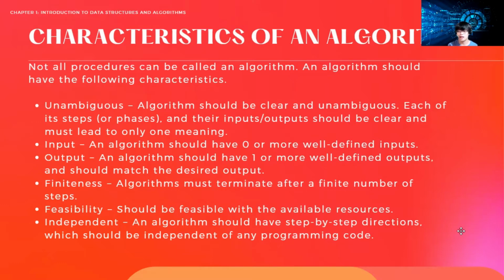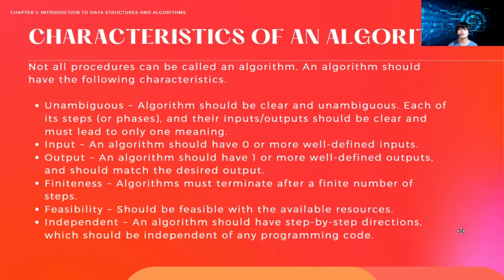What are the different characteristics of an algorithm? It should be unambiguous. When we say unambiguous, it should be clear. Each of the steps or phases and their inputs or outputs should be clear and must lead to only one meaning. It should not be confusing, it should be easy to understand.